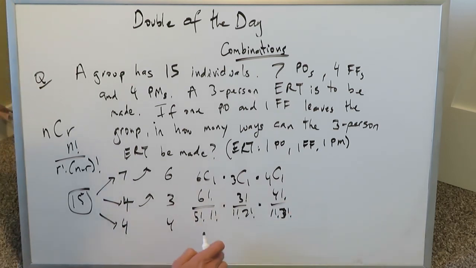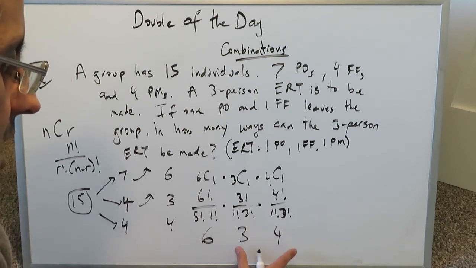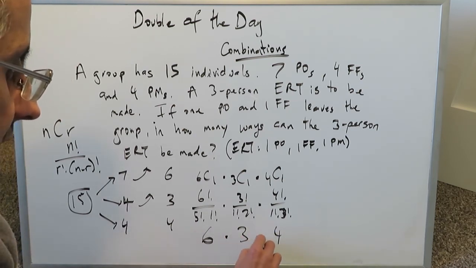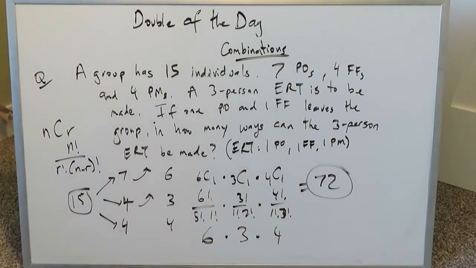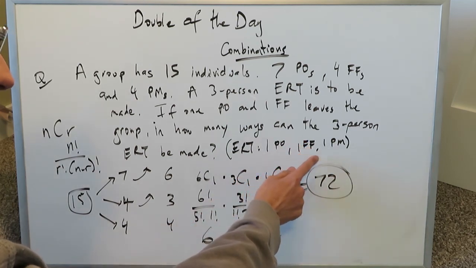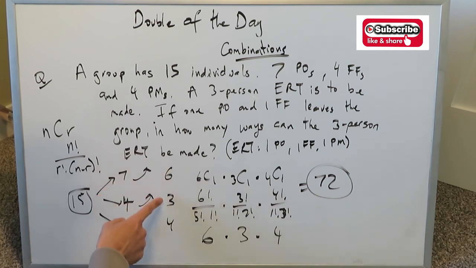When you look at all of this, you'll end up with a 6 over here. From here, you'll end up with a 3. From here, you'll end up with a 4. You do 12 times 6 and your answer is 72. So there are 72 different ways in which a 3-person emergency response team can be made, having 1 police officer, 1 firefighter, 1 paramedic from an available number of 6 police officers, 3 firefighters, and 4 paramedics. And that right there brings this question to an end.